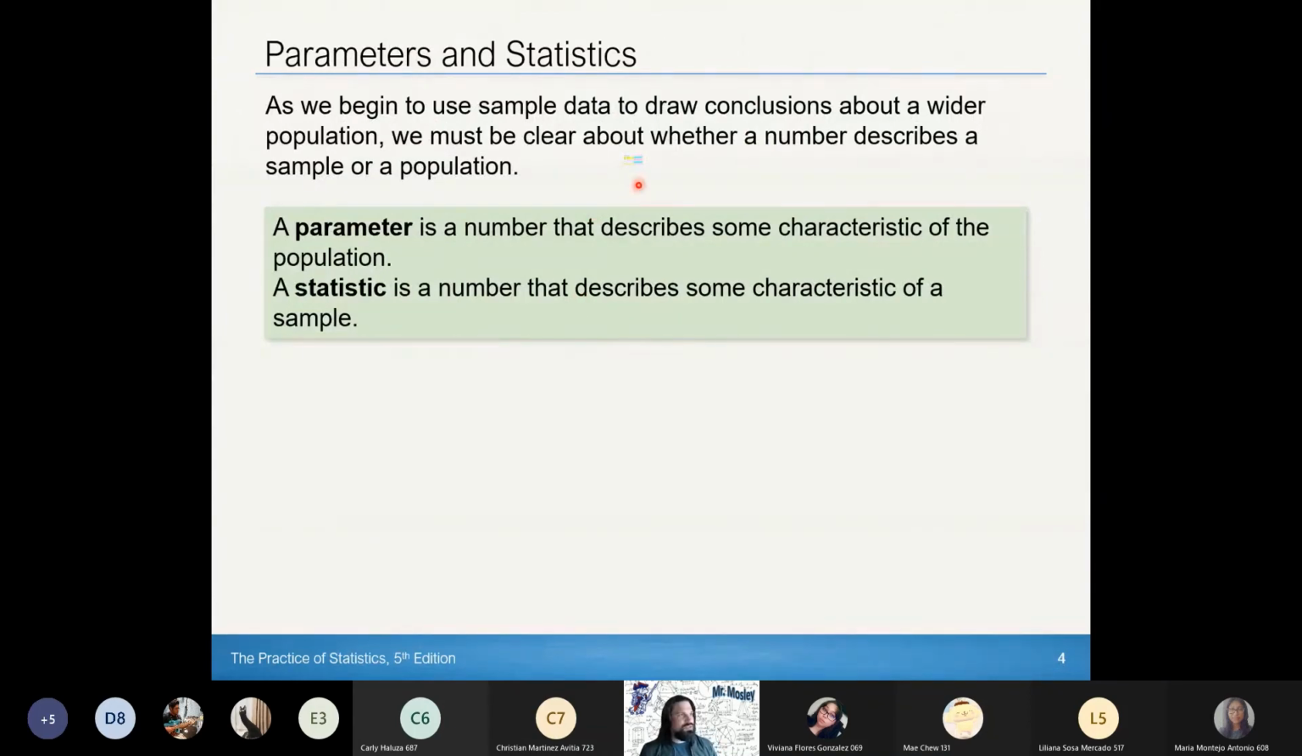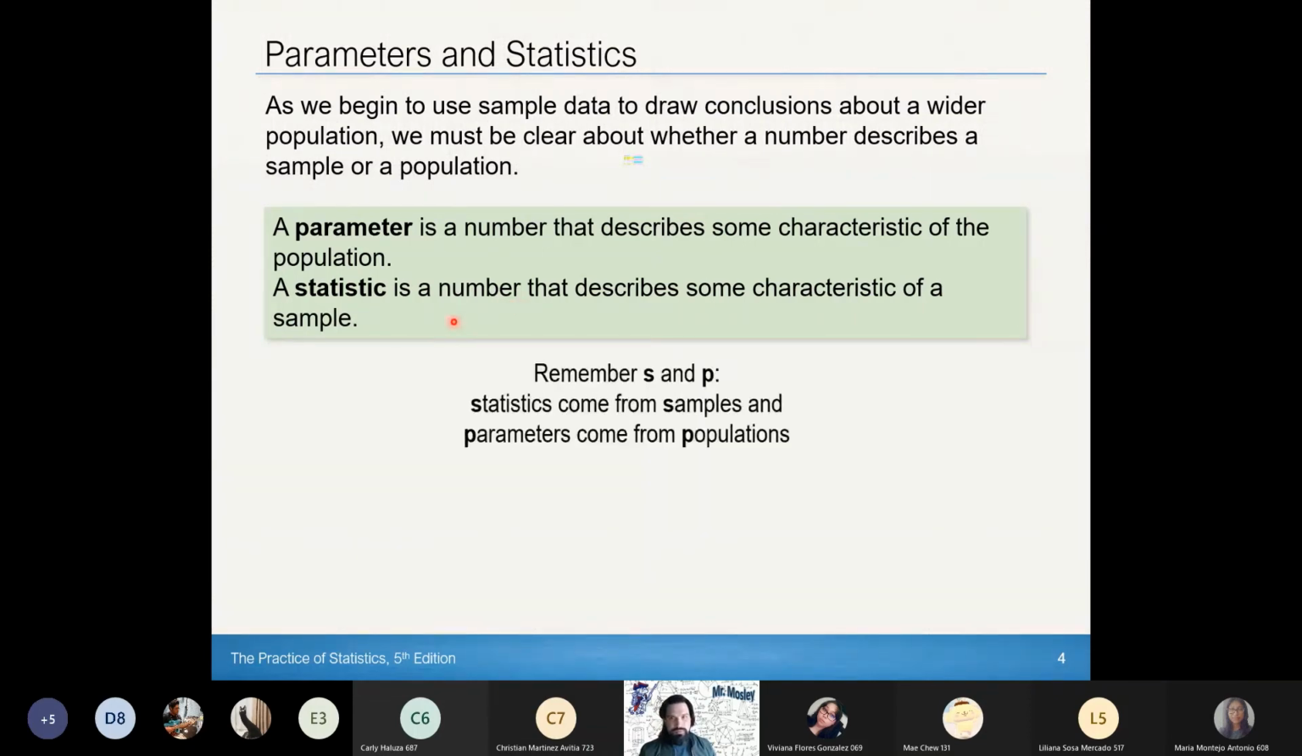As we begin to use sample data to draw conclusions about a wider population, we must be clear about whether a number describes a sample or a population. So a parameter is a number that describes some characteristic of the population. A statistic is a number that describes some characteristic of a sample. Remember S and P. Statistics come from samples, S, and parameters come from populations. So the first letter of each of these terms refers to where they came from. Statistic, sample, parameter, population.